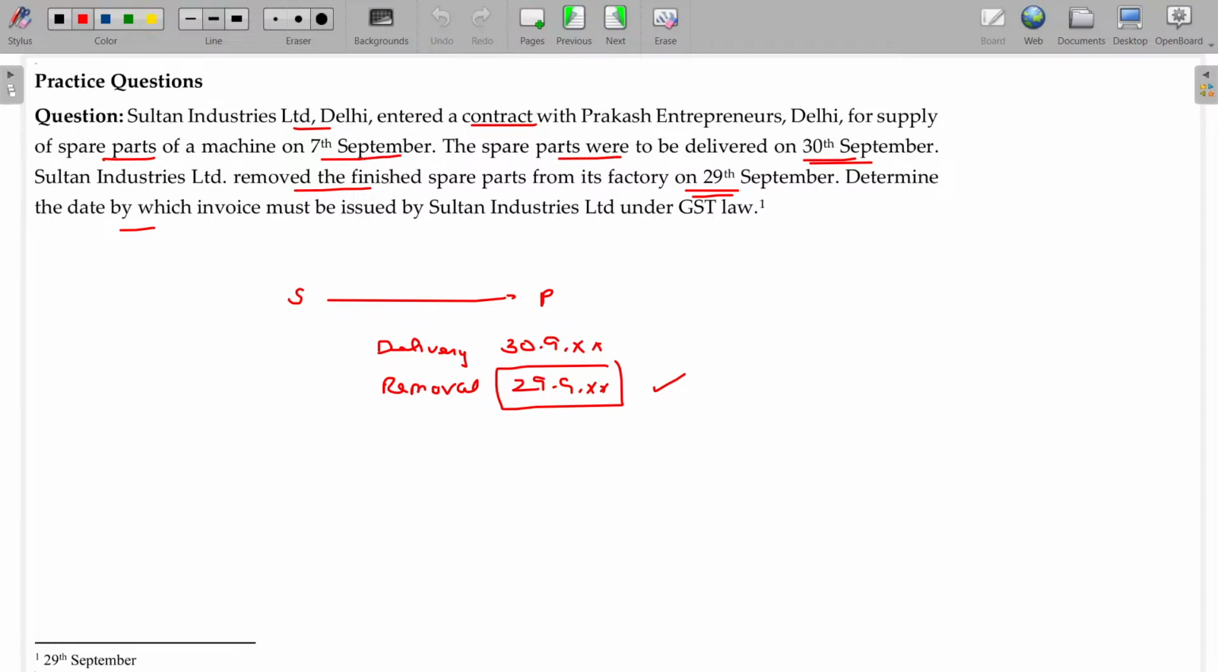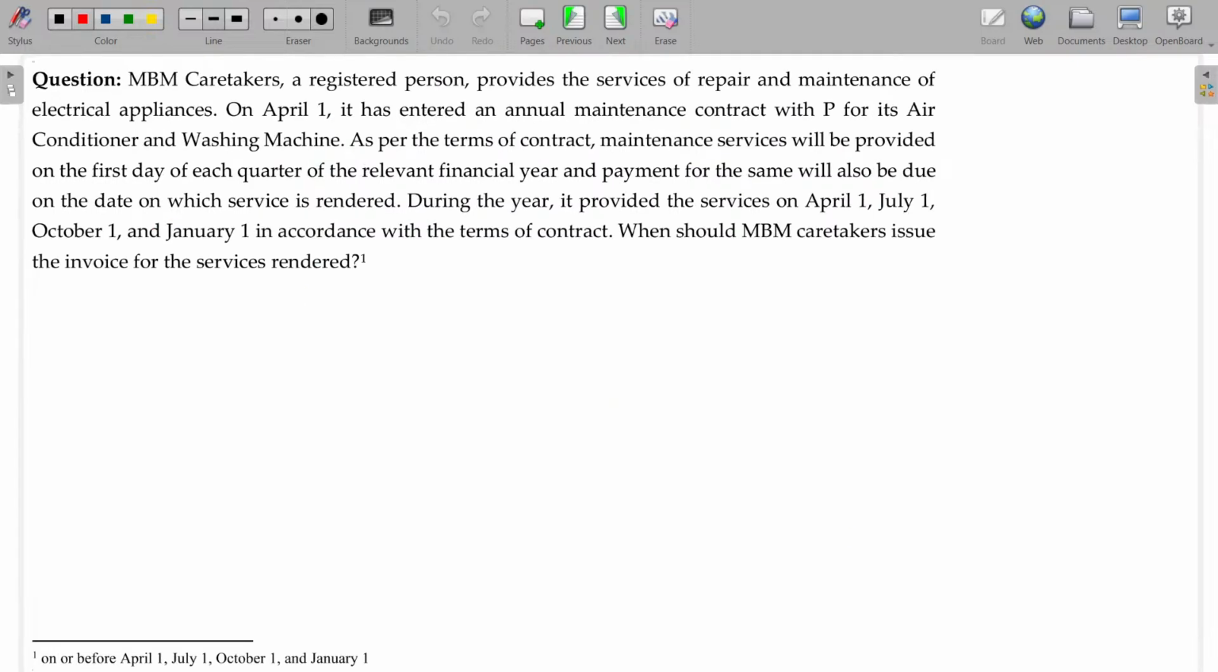Now, we'll start with this one. MBM Caretakers, a registered person, provides the service of repair and maintenance of electrical appliances. On 1st April, it has entered an annual maintenance contract with P for its air conditioner and washing machine. So this is all about annual maintenance.